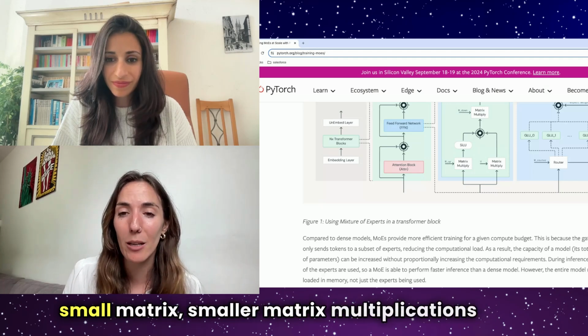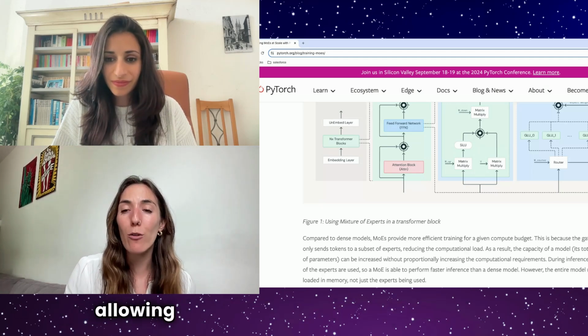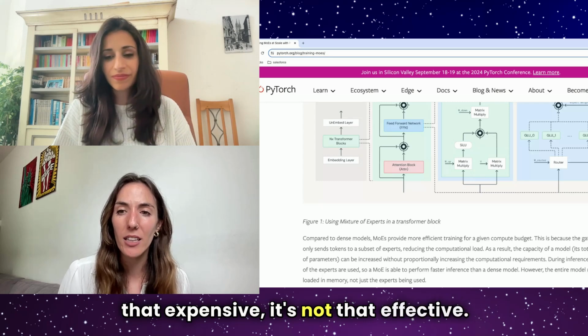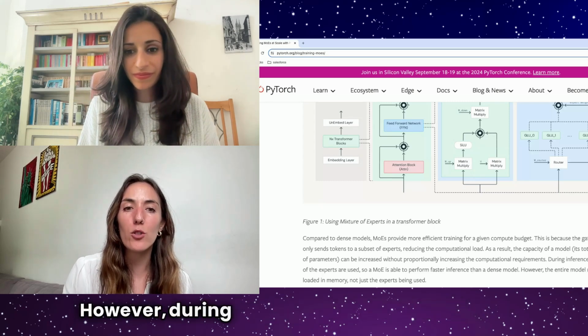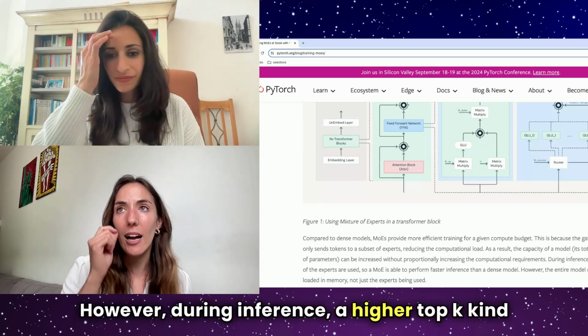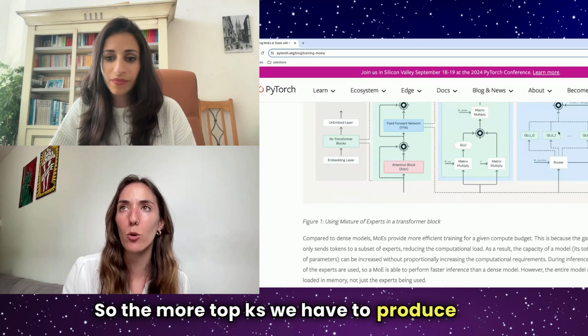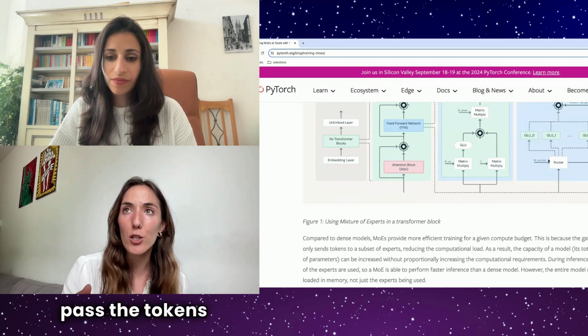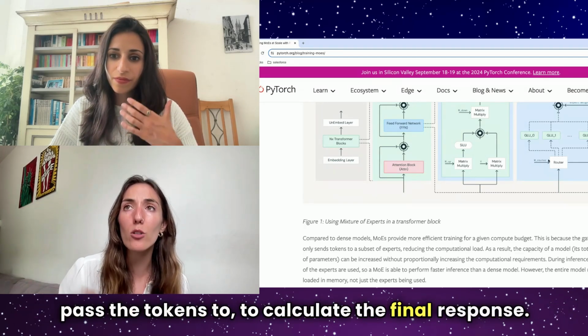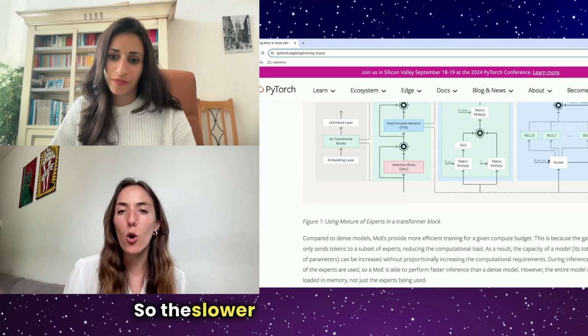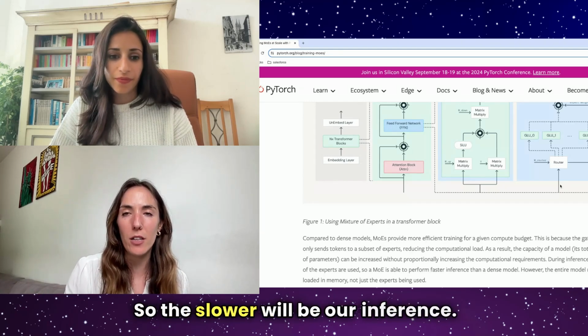allowing for cheaper computation. However, during inference, a higher top K may slow down the inference part. The more top Ks we have to produce and pass the tokens to calculate the final response, the bigger the matrix multiplication we have to do, so the slower our inference will be.